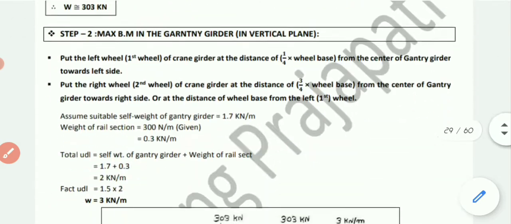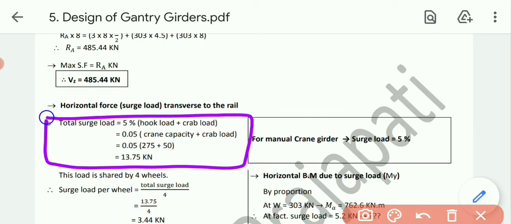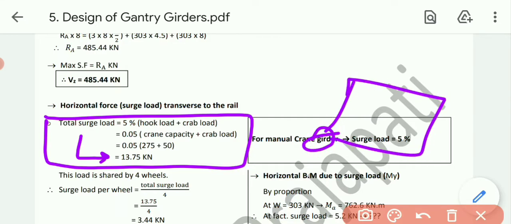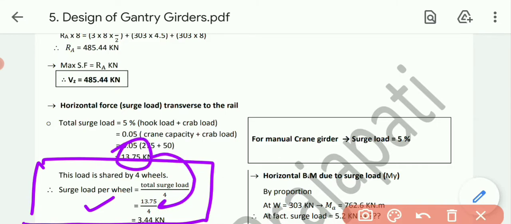So 5% of 275 plus 50, that is 325, then 5% of that, the answer is 13.75 kilonewton. That's our total surge load. Now this surge load is produced because of the movement of the trolley, and each trolley will have 4 wheels at the corners. So the load on each wheel will be the total load divided by 4. So surge load per wheel equals 13.75 divided by 4, our answer is 3.44 kilonewton.